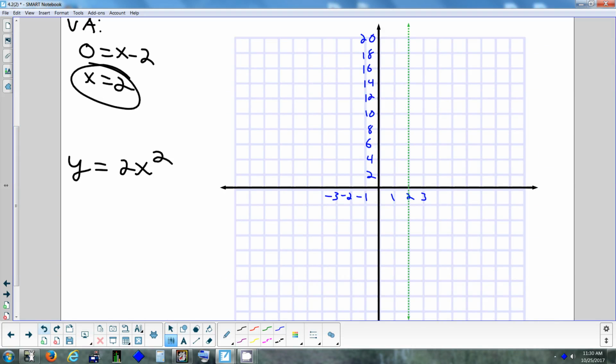How about Destiny? When x is 0, what do I get for y? 0, 0. Yep. Dan, when x is 1, what do I get for y? 2. So when x is 1, I get 2. Keep in mind, my y-axis is going by 2's here. And remember, parabolas are symmetric.